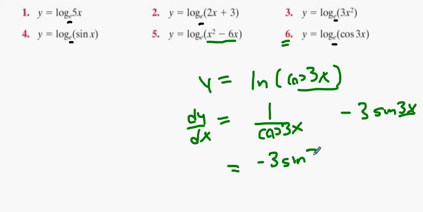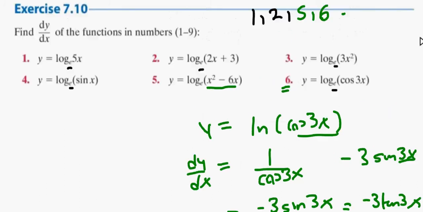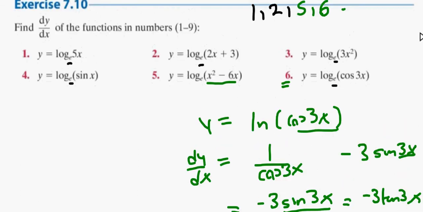Now Ben, the lads will look at the back of the book and they'll tell me I'm wrong. They'll say the answer is minus 3 tan 3x. Where'd you get the tan 3x from? Did anybody get tan before I did? Alright, good job. We've successfully done 1, 2, 5, and 6. Alright, let's keep going.